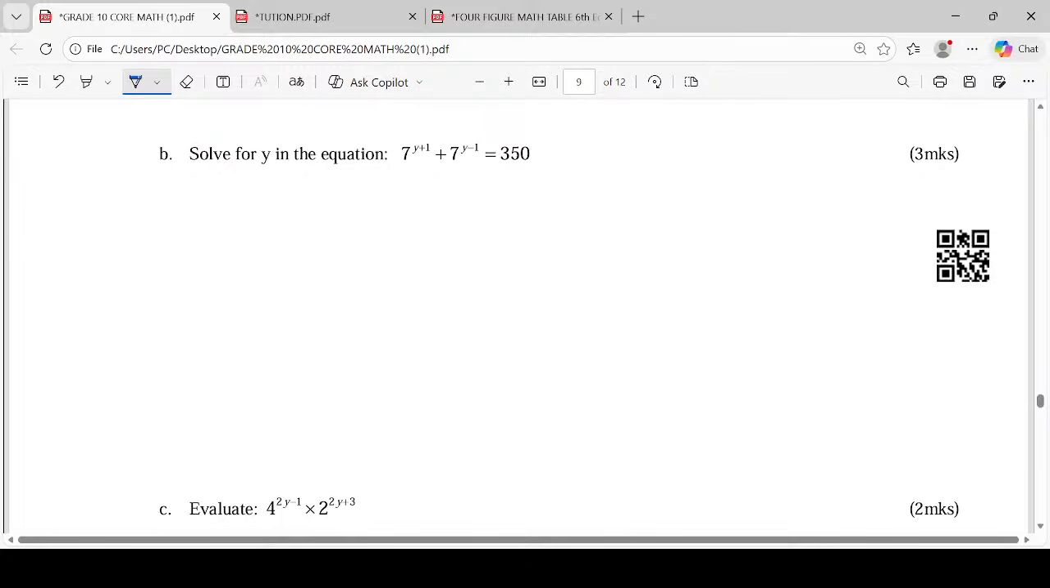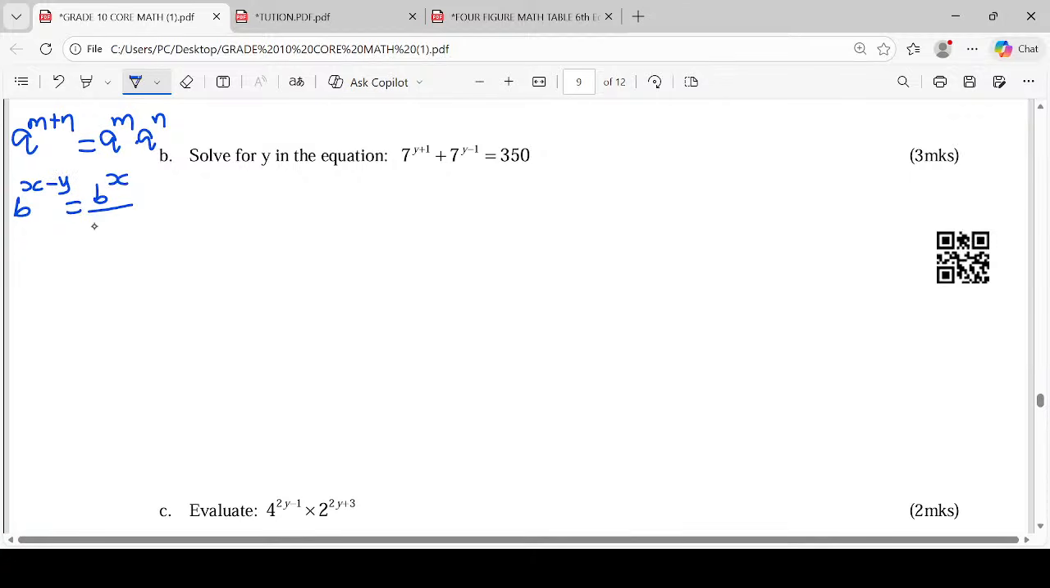Let's look at this question number B. Solve for y in the equation 7 power y plus 1 plus 7 power y minus 1 is equal to 350. A very, very wonderful question. And we are going to follow a series of laws when we arrive here. The first law is when I have a raised to power m plus n, this can be written as a power m times a power n. When I have b power x minus y, this can be written as b power x over b power y. I want to bear that in mind.